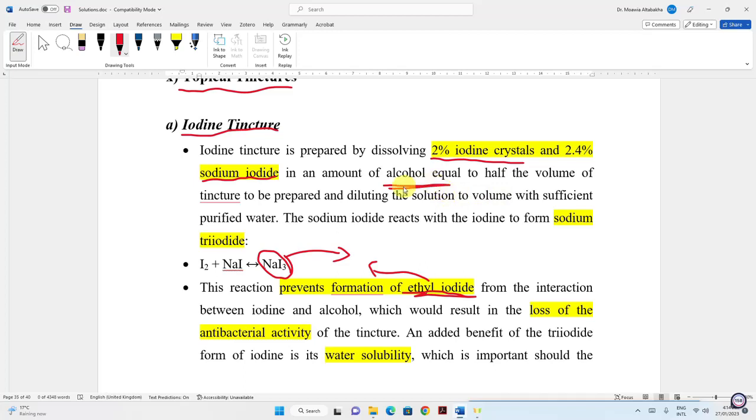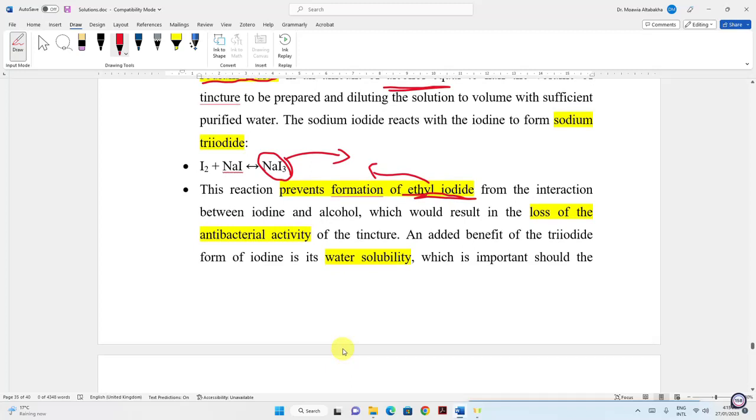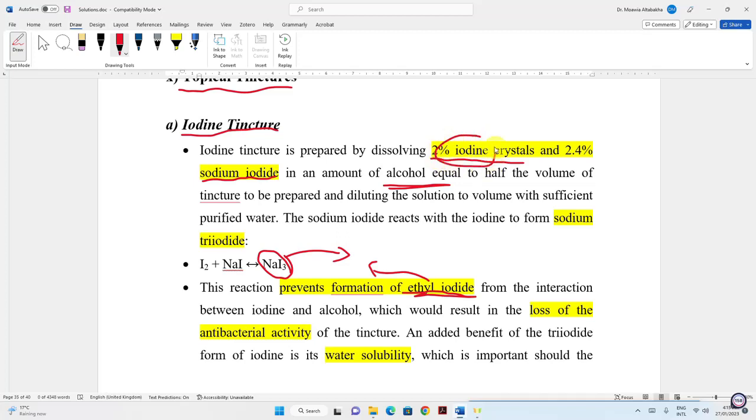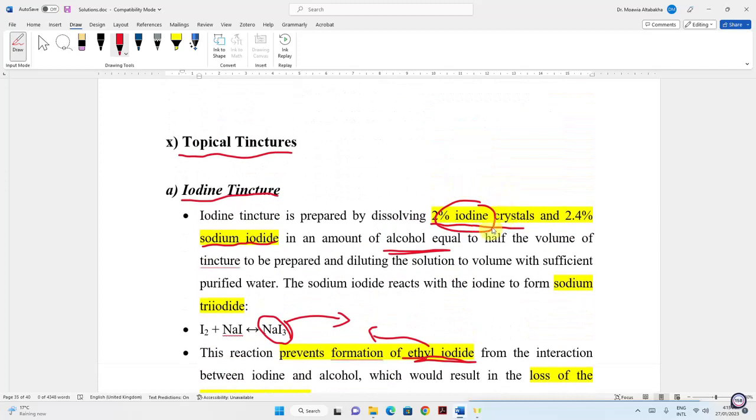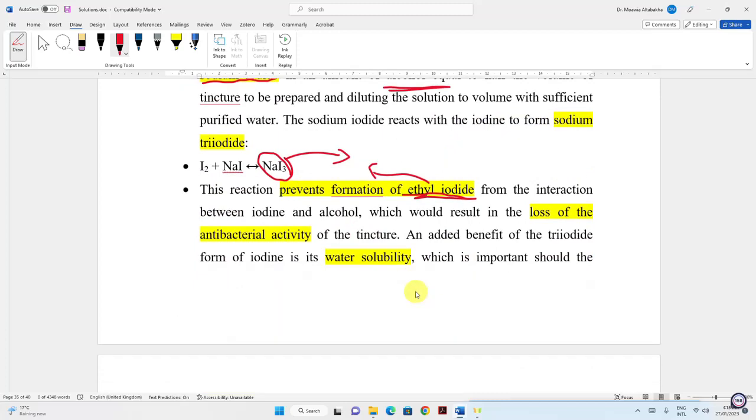Number two: usually when we apply this iodine tincture to the wound or affected area, before application we dilute the preparation, or maybe add a little bit of water. And if it was only iodine and we are diluting it with water, there is a possibility that iodine will precipitate. So in order to prevent this precipitation, we need iodine to be in the form of sodium triiodide.